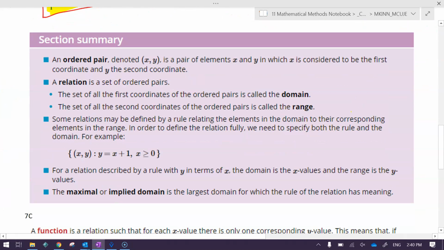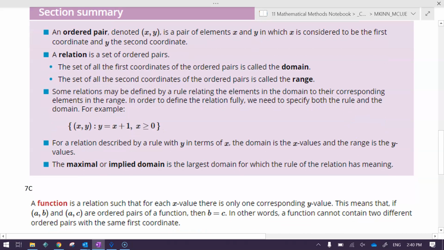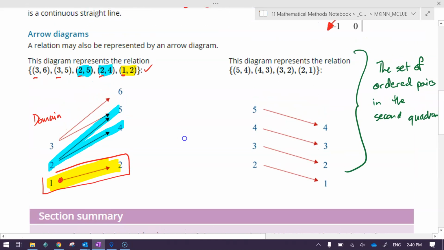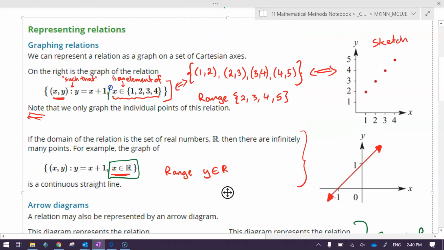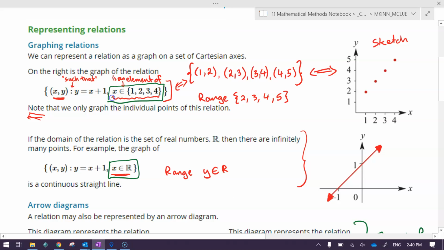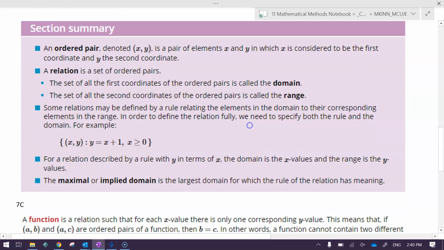That's the first little section. They make a little note here about a maximal or implied domain. You notice in some of the questions, they are telling us what the domain is: X is an element of R, X is an element of the set 1, 2, 3, 4. If there is no indication in the question as to the domain, then you assume it's for every possible number that would give a value. That's all it's trying to say.